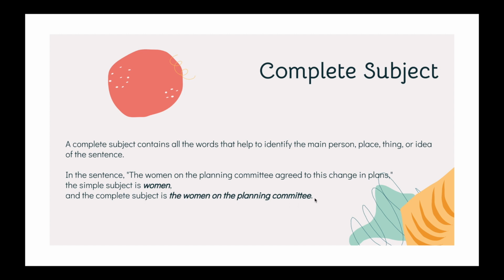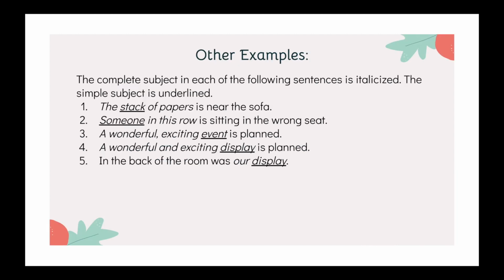One of the ways to determine the end of a subject is where you find the verb. If you find the verb, that is usually the end of the subject. Some other examples: the complete subject is italicized, while the simple subject, the main subject, is underlined. "The stack of papers is near the sofa." This is the complete subject, and you see that it ends before the verb is. The main subject is stack. And then "Someone in this row is sitting in the wrong seat," for example. You see again that the subject ends before the verb is sitting.